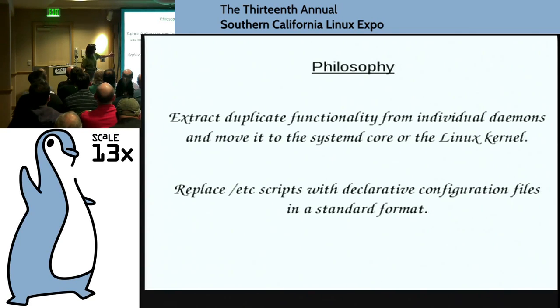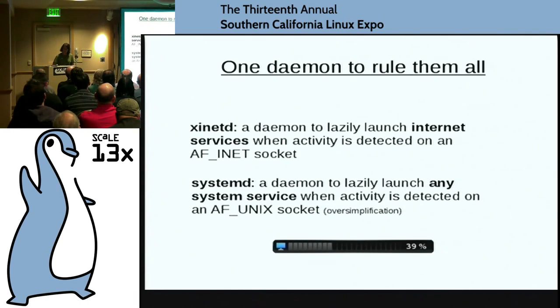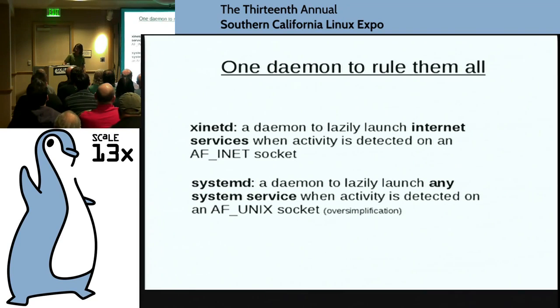But the other fundamental concept is to replace all those etc scripts that are often hundreds of lines long, many of which no one has looked at for years and years, with short declarative configuration files that are essentially lists of properties. And so that probably is completely inscrutable to anybody who's not looked at these files, but I'm going to show you some. So systemd is very similar to a daemon that you may already have on your system, especially if you're an embedded developer like me.